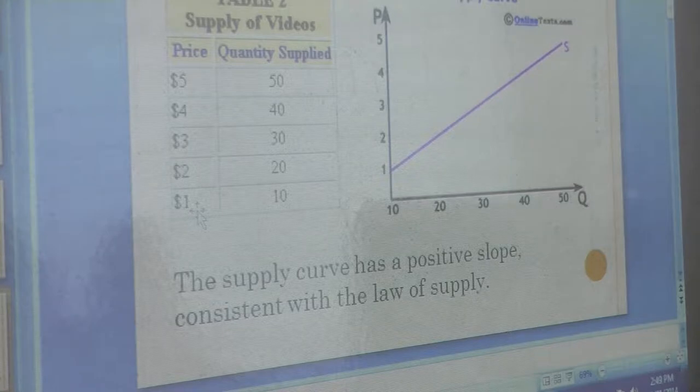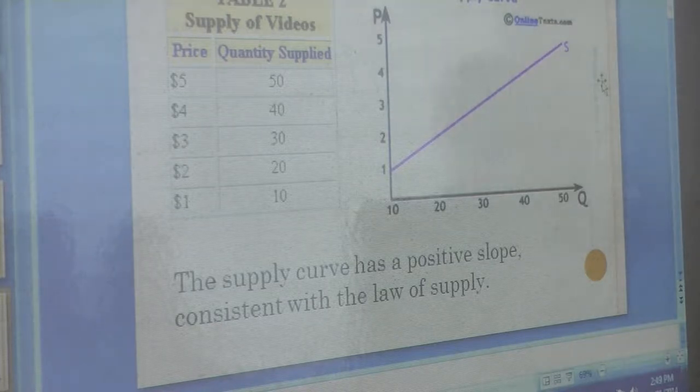If the price drops below one, they're not willing to supply any. Negative quantities cannot be supplied. In other words, they will not supply any. So as price rises from $1 to $5, they only went that far, it shows an upward rise.